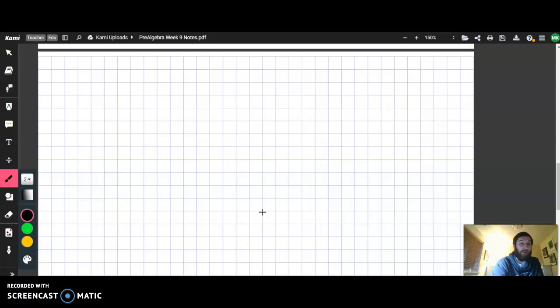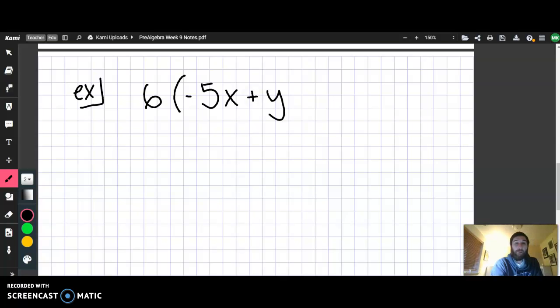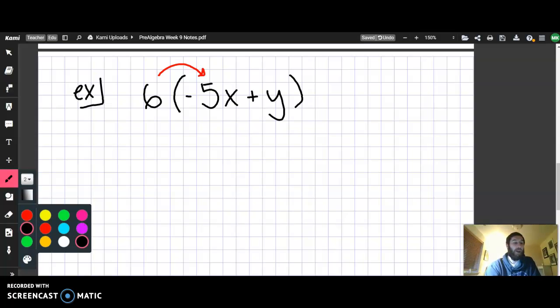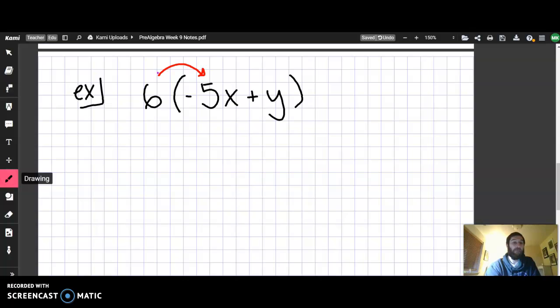And so here, our example, the last one we're working with is 6 times negative 5x plus y. And so, like we've talked about before, we have that multiplication. The 6 outside of the parentheses is being multiplied because there is no symbol to everything inside of the parentheses. And so the 6 gets multiplied by the negative 5x, and the 6 is getting multiplied by the y.